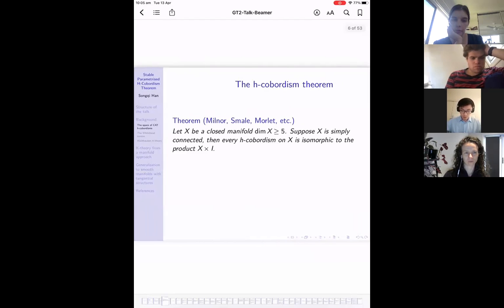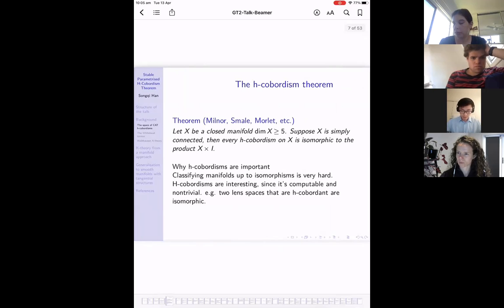And it's worth noting this important theorem by Milnor, Smale, and Mazur, and some other people. For a closed manifold of dimension greater than or equal to 5, if it is simply connected, then every h-cobordism on X is isomorphic to the product of X with the interval.